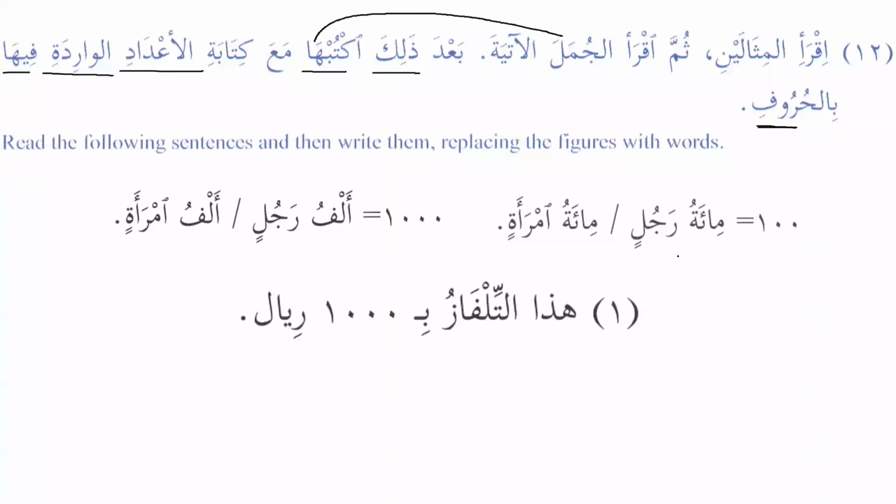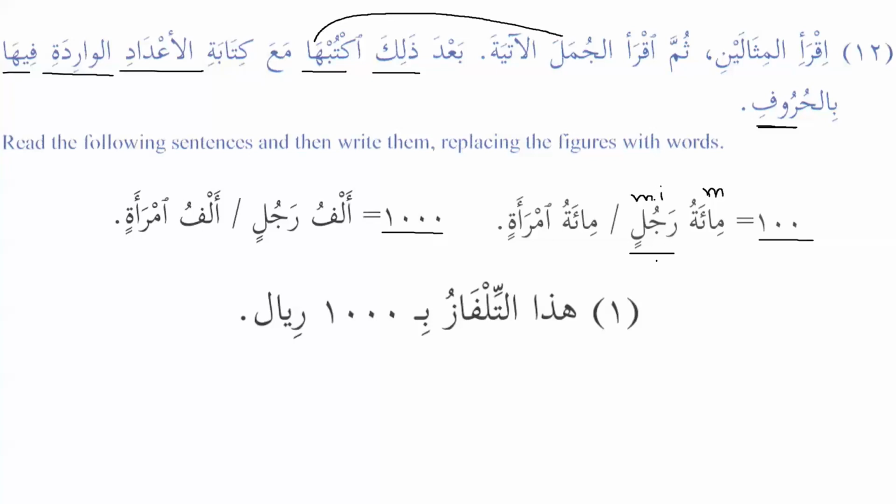So miyatu rajulin wa miyatu imratin. Now we have to learn two numbers. We have to learn 100 and 1000. What is so special about these two numbers? Number one, these numbers are always used as mudaf. That's number one. And this is called adad, and ma'dud is always mudaf ilayh. That's number one.